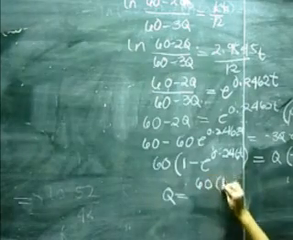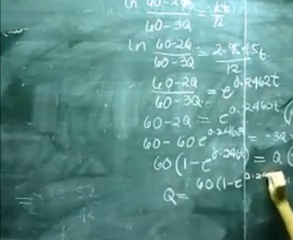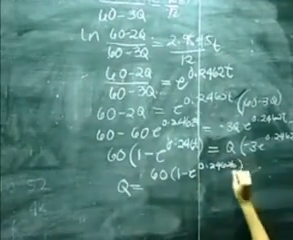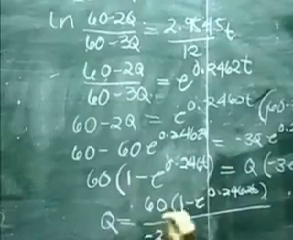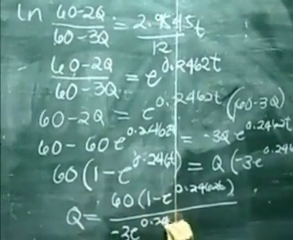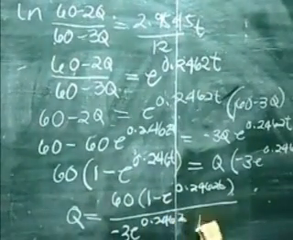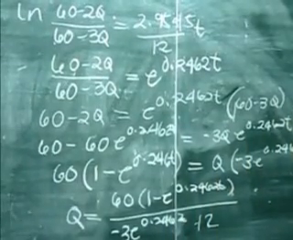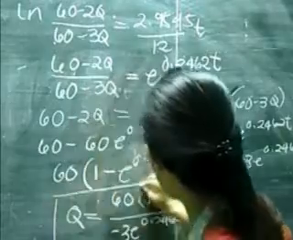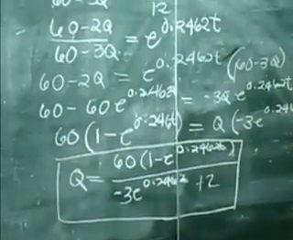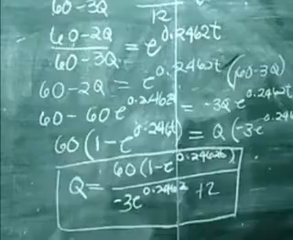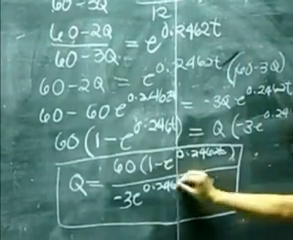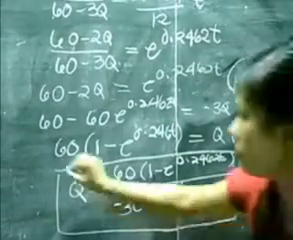60 times 1 minus e to the 0.2462t over negative 3 times e to the 0.2462t plus 2. So this equation is used to solve for the amount of Q as a function of time t. This is the answer to it.